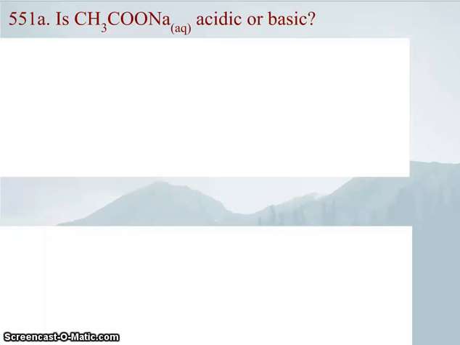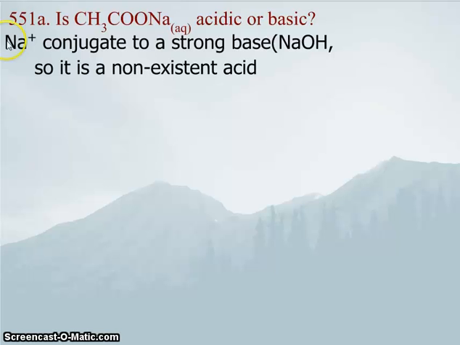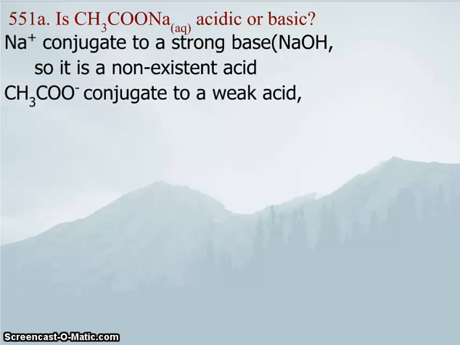Next, sodium acetate. Sodium acetate dissociates into sodium ion and acetate ion. We know that sodium ion is the conjugate to a strong base, sodium hydroxide, so sodium ion is a non-existent acid. We know that acetate is the conjugate to a weak acid, acetic acid.